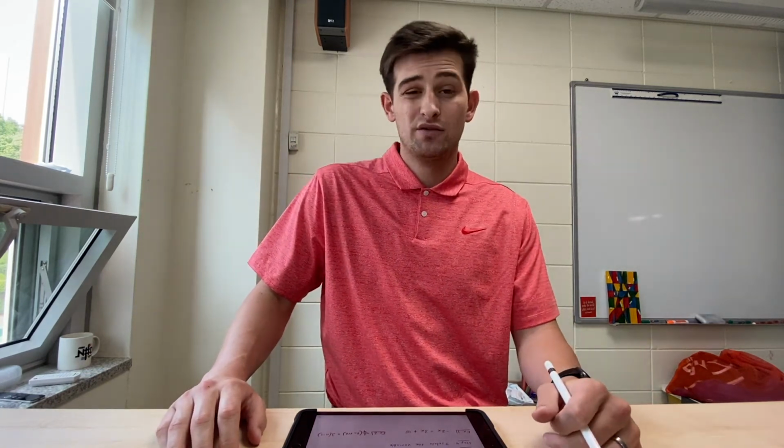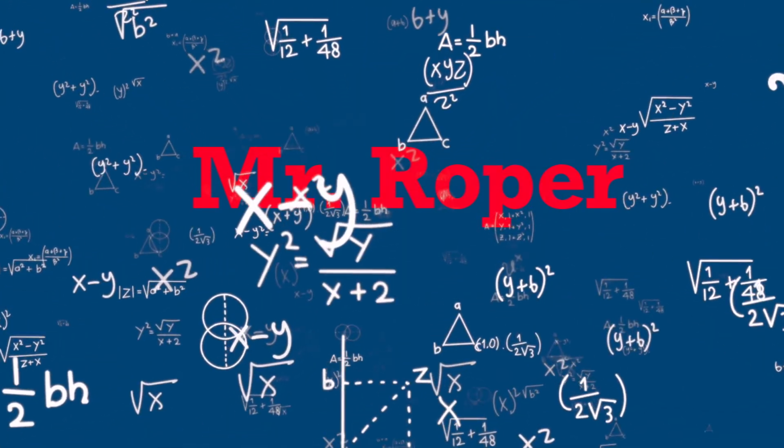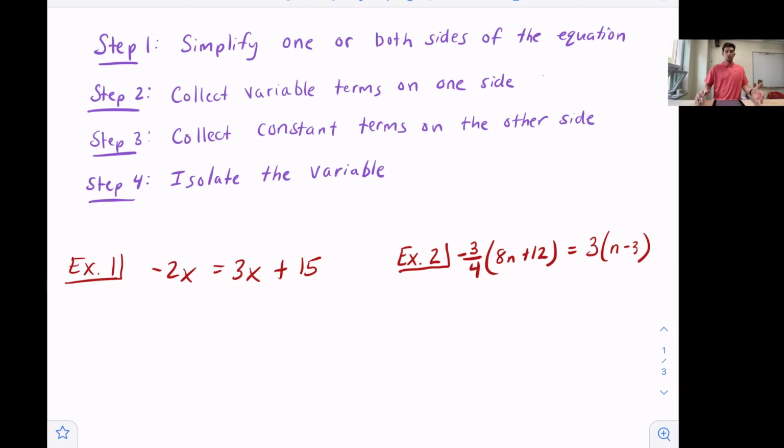Today we're going to look at how to solve equations when there's variables on both sides. Okay, when we're looking at solving an equation with variables on both sides, there's kind of 4 steps that we can take into account as we begin solving these equations.